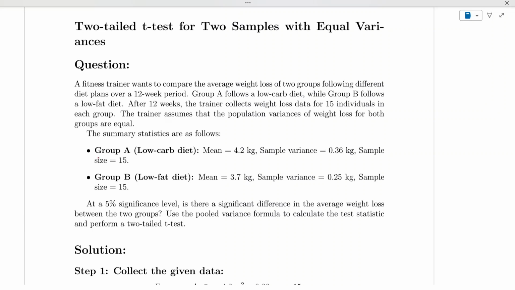For Group A, low-carb diet, the mean weight loss is 4.2 kilograms, with a sample variance of 0.36 kilograms and a sample size of 15. For Group B, low-fat diet, the mean weight loss is 3.7 kilograms, with a sample variance of 0.25 kilograms and a sample size of 15. We'll perform a two-tailed t-test at a 5% significance level to answer this question. Ready? Let's break it down step by step.